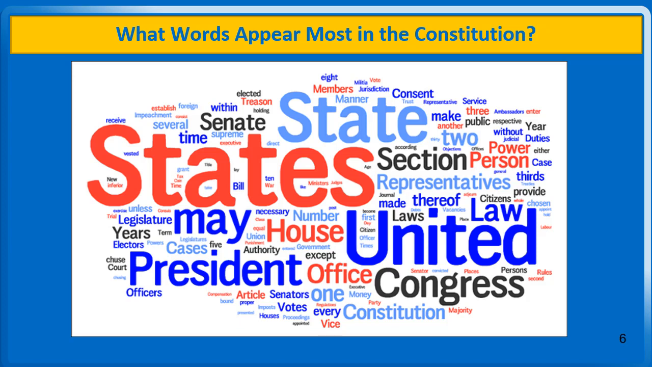Clearly, united and states are prevalent, as we would expect, but state on its own is the largest word, indicating the important role that the individual states played in the framers' minds. President appears roughly the same number of times as Congress, yet court, judicial, judges, and other words indicating a reference to the third branch of government are almost unnoticeable.